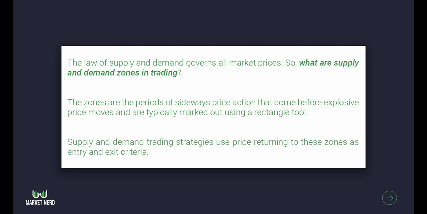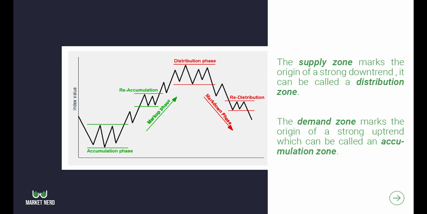This strategy is neutral, which means that it can be used in all types of markets. The supply zone marks the origin of a strong downtrend. It can be called a distribution zone as well. The demand zone marks the origin of a strong uptrend, which can be called an accumulation zone.